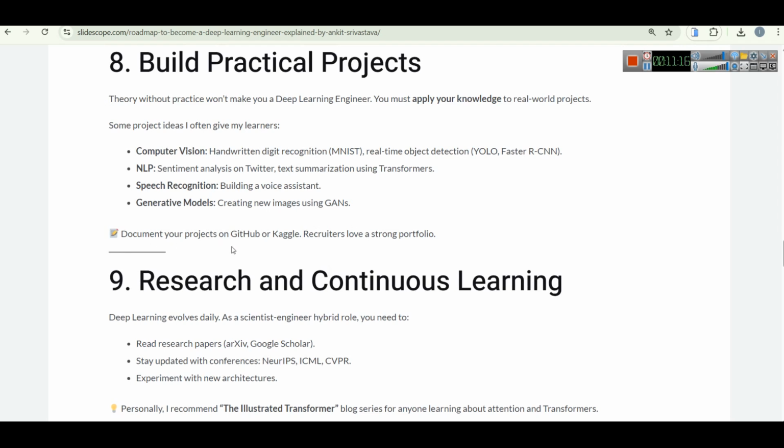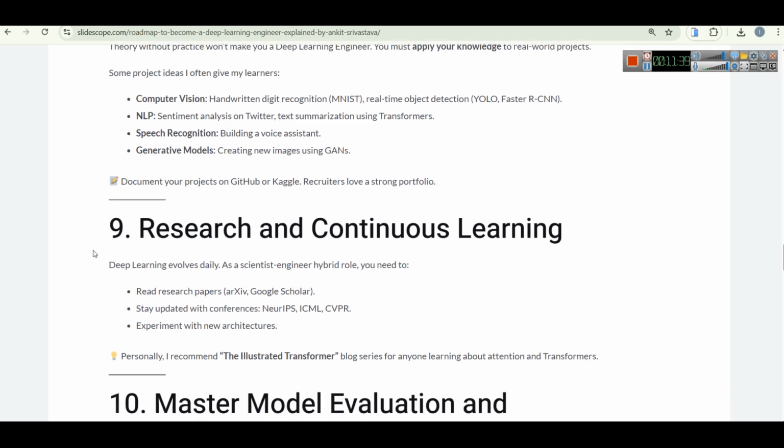Document your projects on GitHub or Kaggle. This is very important because this will help you in showing your projects. You can also mention them on your LinkedIn profile. So you can share your LinkedIn profile, your GitHub profile, your Kaggle profile, and when recruiters see that, they will definitely love that.